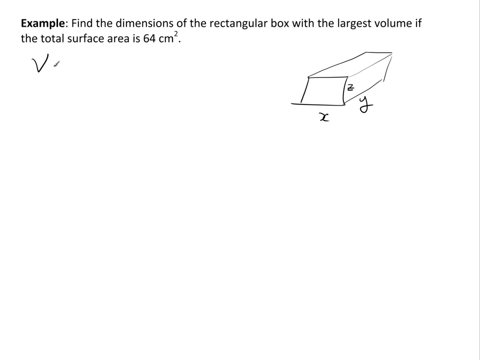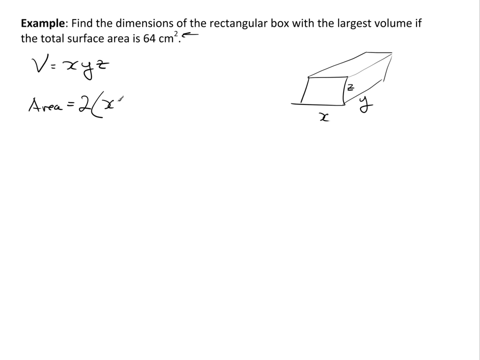And the volume is just going to be x times y times z. But we said the surface area is 64 square centimeters. I think I said cubic earlier, if I did, sorry. It's square centimeters. So the area of this box is going to be equal to, let's see, x times z will give me this surface area times 2. So it's going to be 2 times everything.